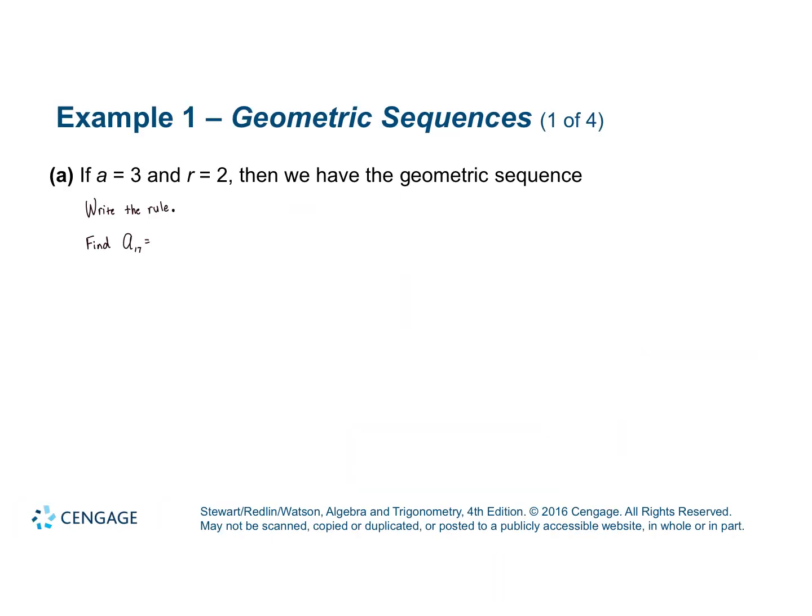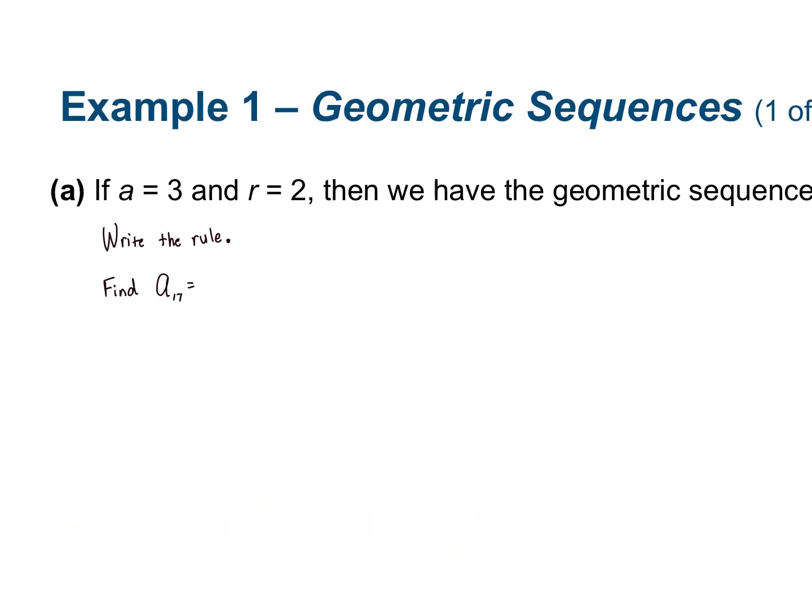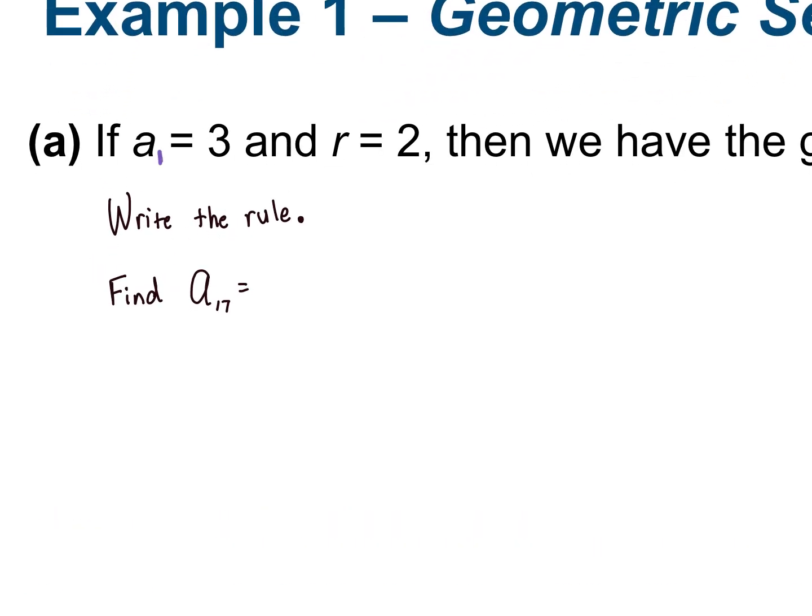So in example 1, it says if a is equal to 3 and r is equal to 2, then we have the geometric sequence, write the rule. So a is just talking about our first term, a sub 1. R is our common ratio. So here our sequence would be 3. If we multiply by 2, what would our next number in the sequence be?